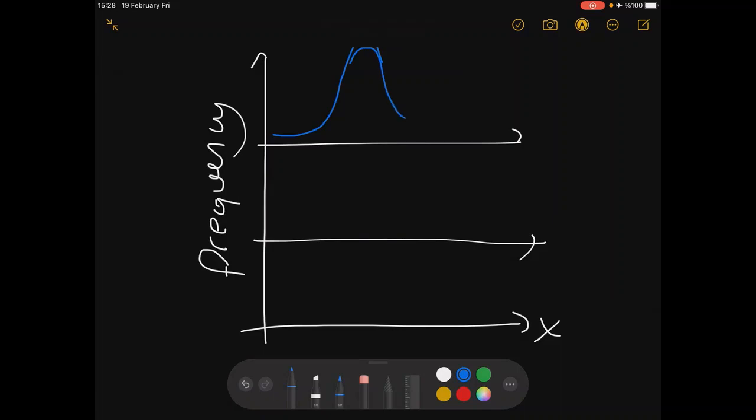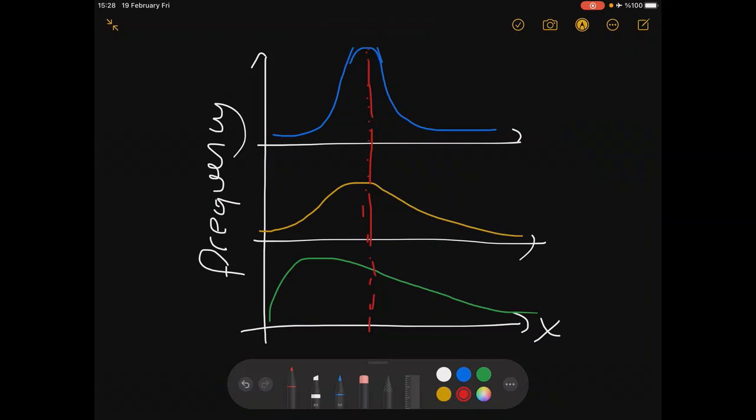Oops, not this one. And the other one is, okay, like this one. And the other one is, for example, this one. Okay, in fact, they all can have the same x, right?